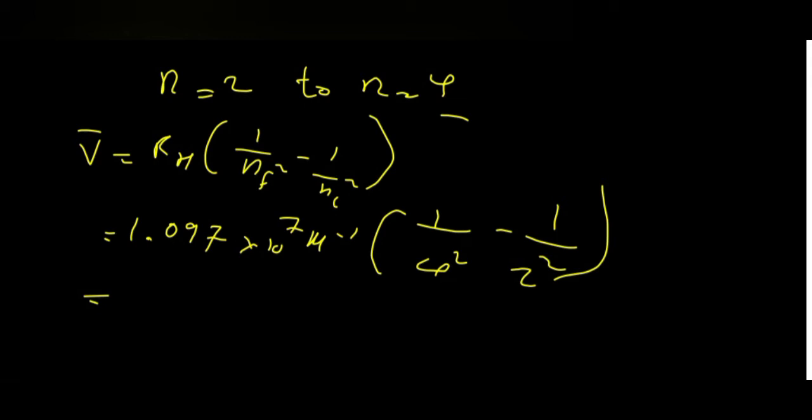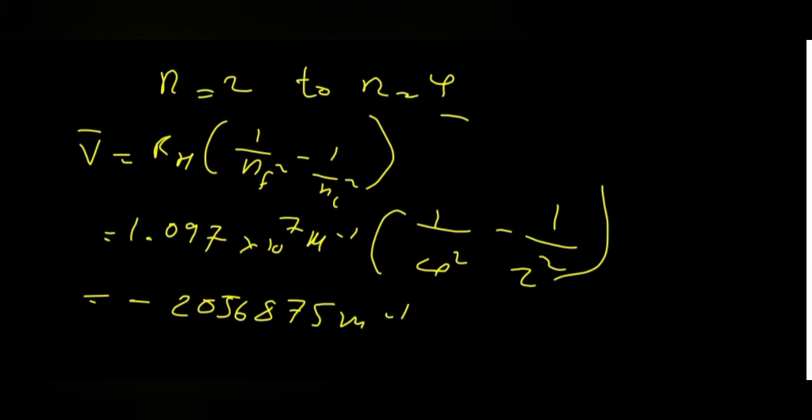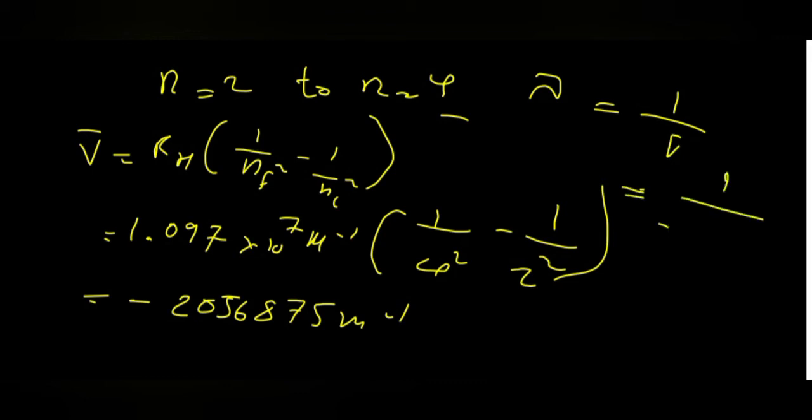Sorry, let me just do that again. Multiplied by 1.097 times 10 to the power 7, what I'm getting is a negative 2056875 per meter. I want to calculate the wavelength. Wavelength is 1 over wave number, so that will be 1 over this same thing. Now this negative, you leave it out.